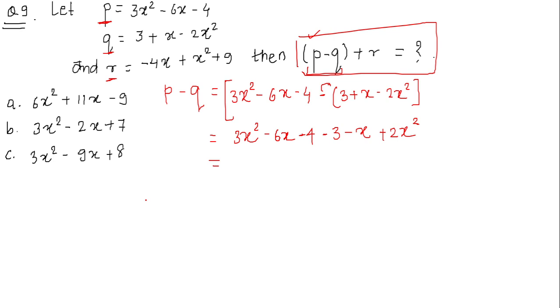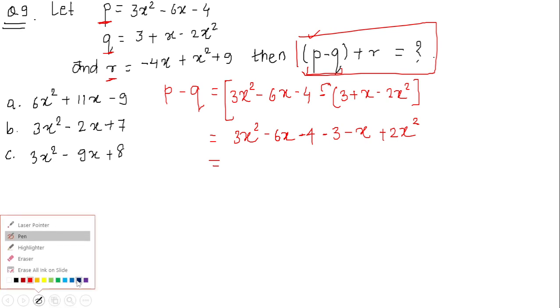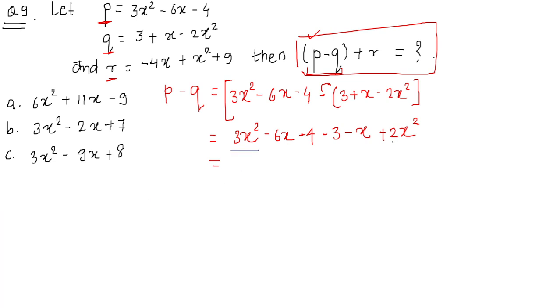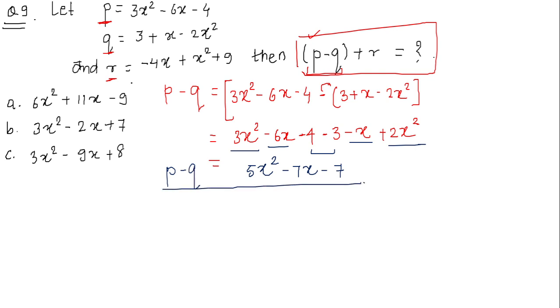So here what I'm going to get is 3x square plus 2x square, 5x square, minus 6x minus x will give me minus 7x, and this will give me minus 4 minus 3, minus 7. So this is the value of p minus q. Now I have got the value of p minus q. I'll add plus r in it.